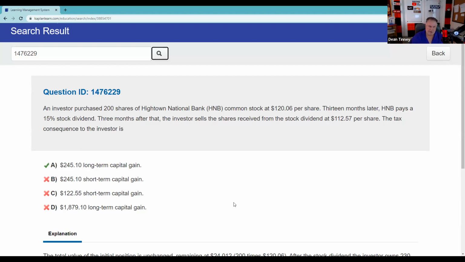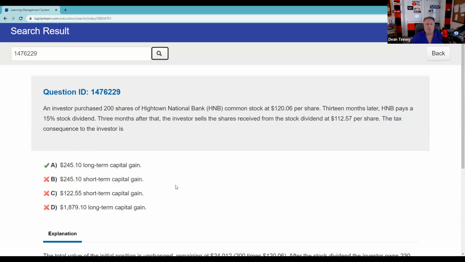So the way I got the 230 shares, I took my calculator, I took 200 times 15%. I get 15%, so does everybody else. And now it says I sold. So now I'm going to sell my 230 shares at 112.57. And that gives me $25,891.10. And then I'm going to just subtract those two numbers and hope that I come up with one of those choices. So let's see, 25,891 minus 24,012.